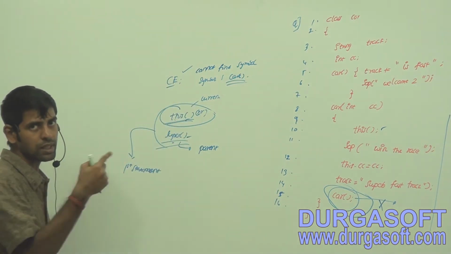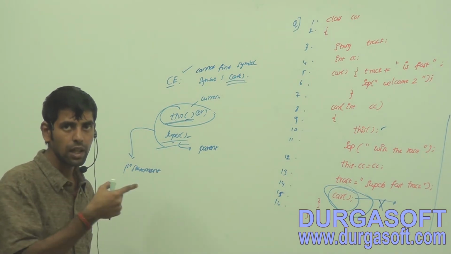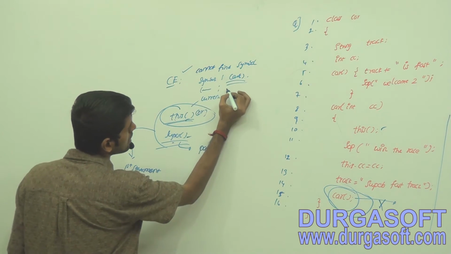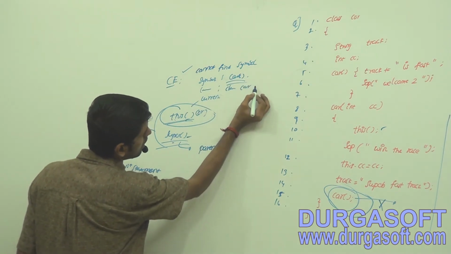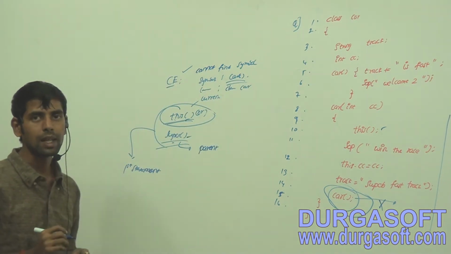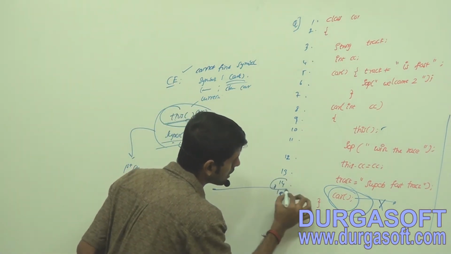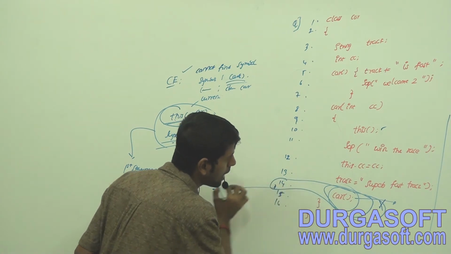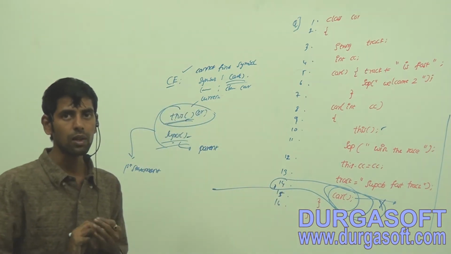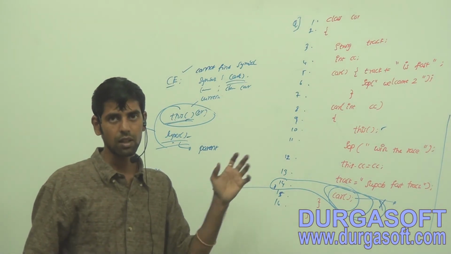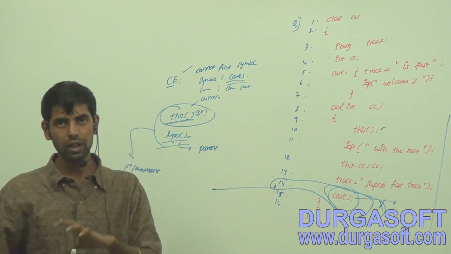I have said to you, it's their game. You have to understand their rules. Now what is the location? Simple, the location is class car, that will be the compile time error. So at this instruction, at the 14th instruction, we are having a compile time error.